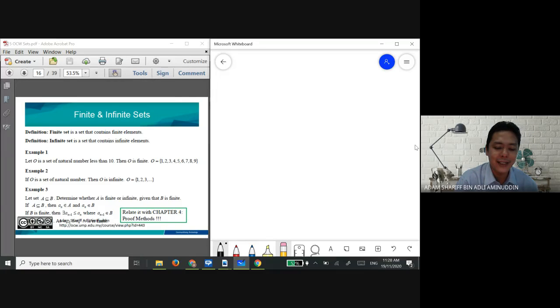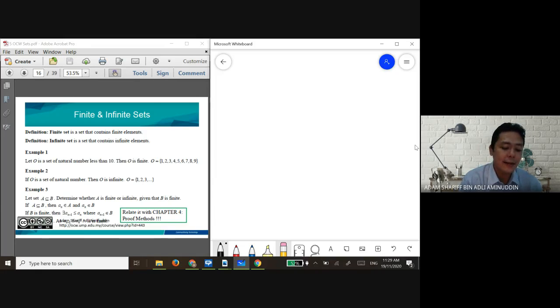Okay, finite and infinite sets. This one is very simple. Finite maksudnya you have a countable elements. You boleh kira. Walaupun di besar mana pun, di banyak mana pun, you still boleh kira. Dia ada the n number there. N element, the starting element and the last element. For infinite, you contain possibly uncountable elements in there. So obviously, for this example, if O is a natural number, positive integer less than 10, so it will be 1 until 9. This is a finite case.